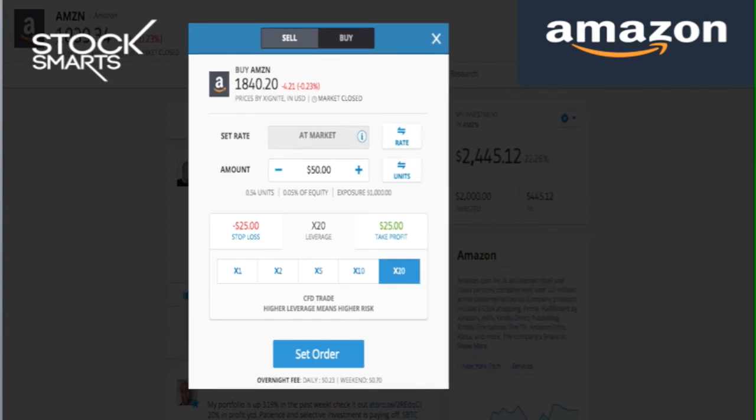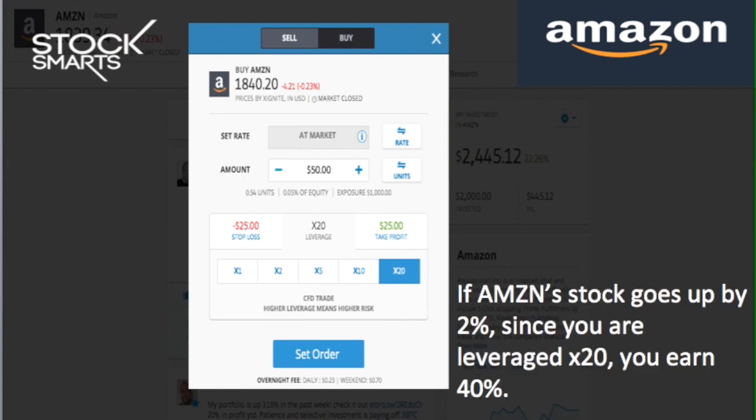Pushing this idea further, look at this. $50, I will leverage this time 20x or times 20. It means that if Amazon stock goes up by 2%, I earn 40%. So that's amazing, no?